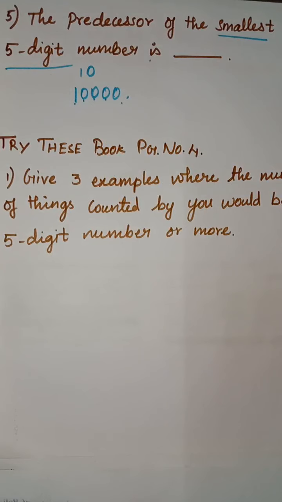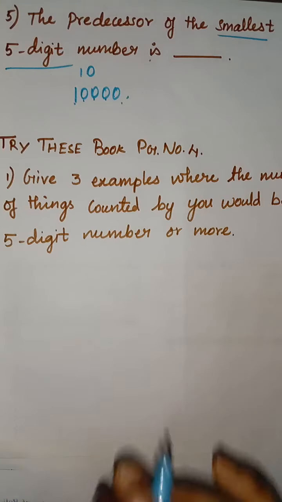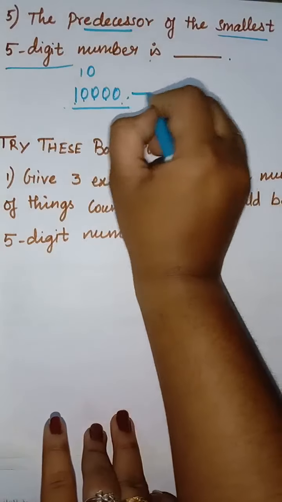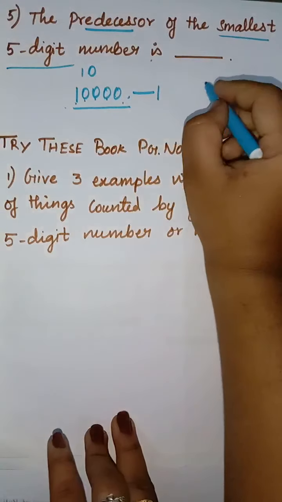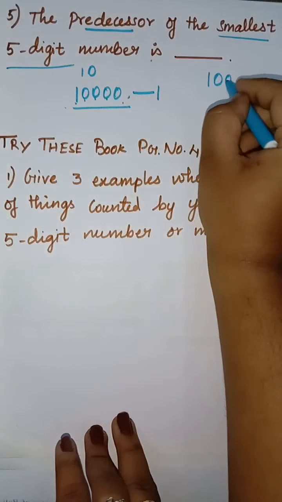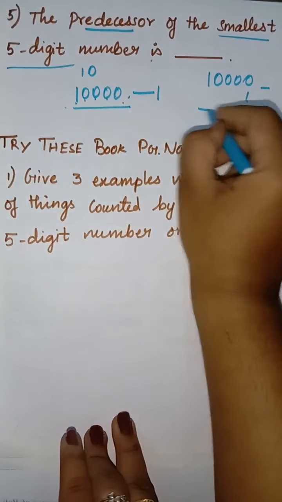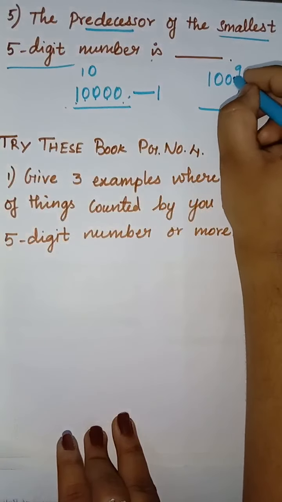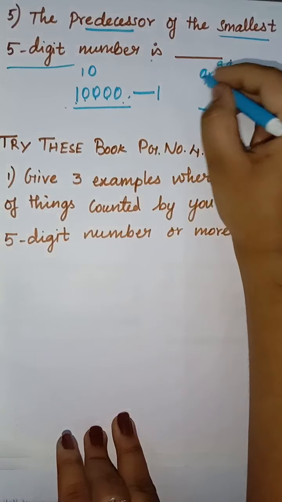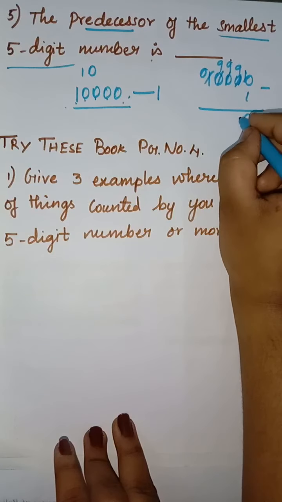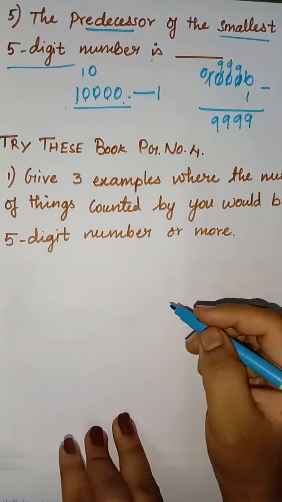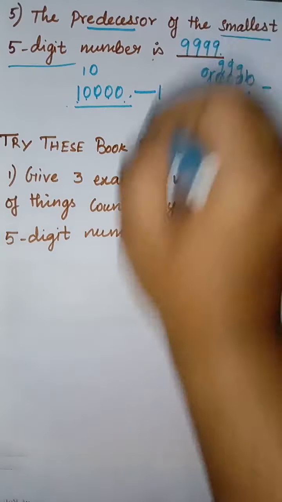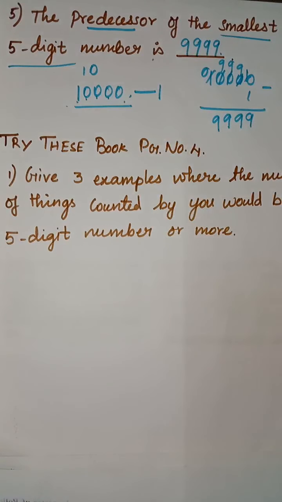Now what are they asking here? They are asking the predecessor of the smallest 5-digit number. So predecessor means we have to subtract 1. So when we subtract, 10,000 minus 1. We already did this in the earlier sum itself, so likewise we are going to do here. 10 minus 1 is 9, so 9999. Okay, so the answer is 9,999. Very simple. Very, very simple.